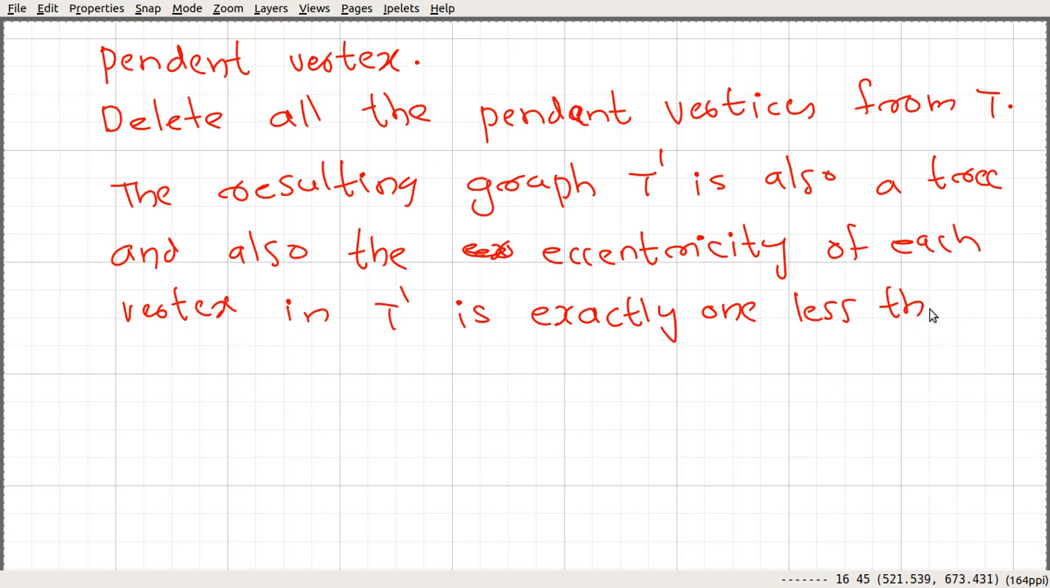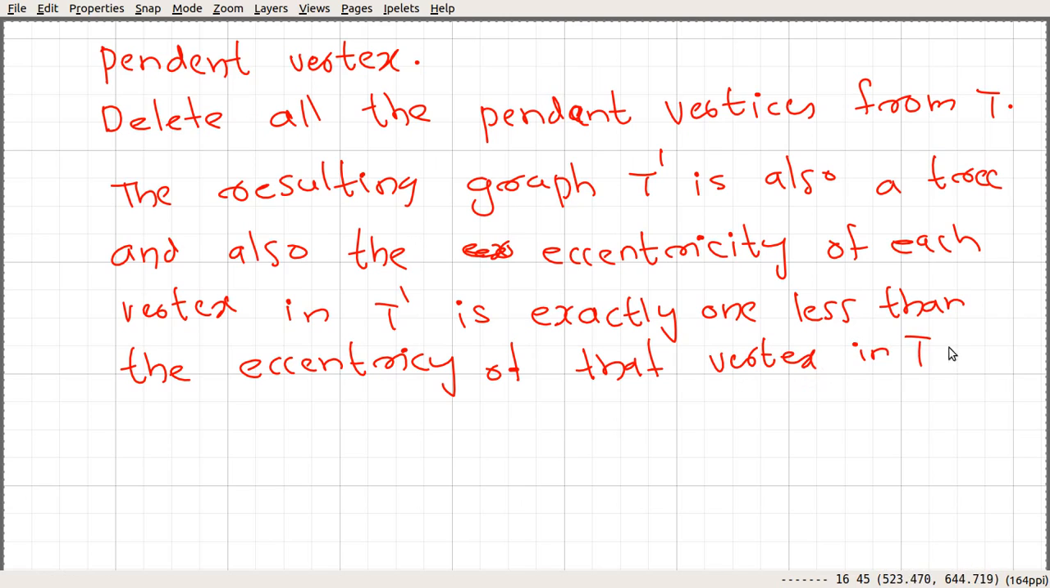The eccentricity of each vertex in T dash is exactly 1 less than the eccentricity of that vertex in T. Because of this reason, we can see that T and this T dash have the same center.